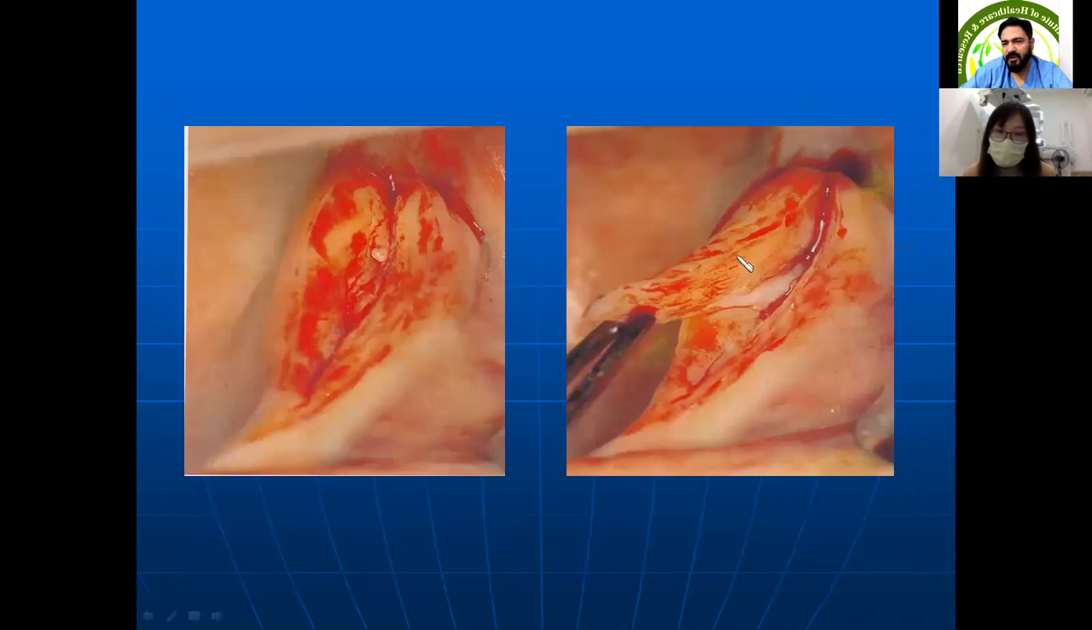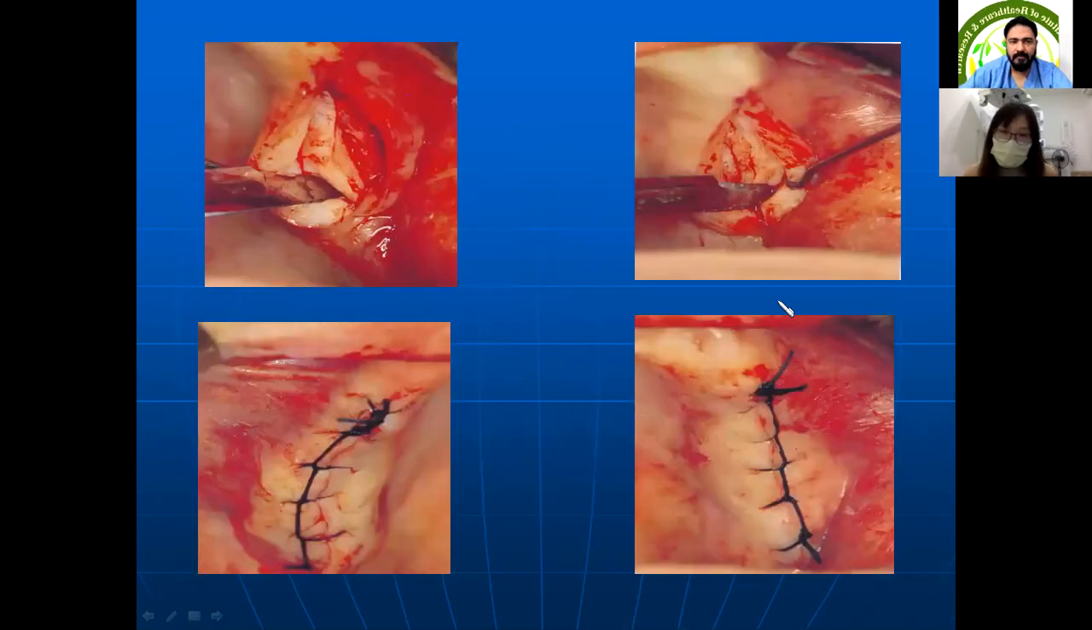Excessive tissue is being removed. We are removing the excessive tissue here. Okay, and then these borders are sutured. Sometimes we have to remove bone also.